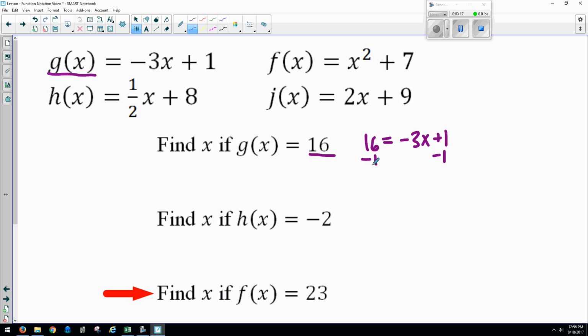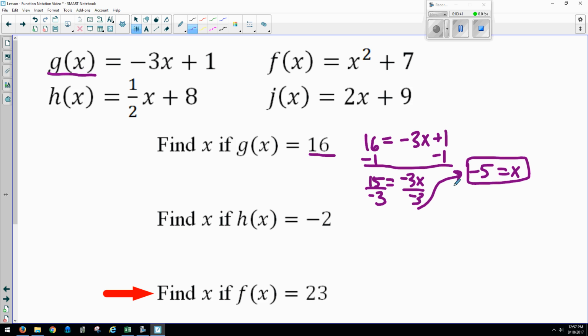So I'm going to subtract 1 from both sides and divide by negative 3. So that's going to give me negative 5 equals x. I want you to be okay with leaving the number on the left. It's okay to do that. You don't have to switch it.